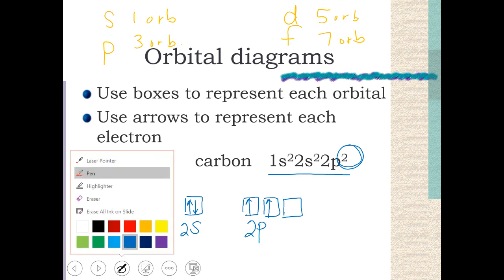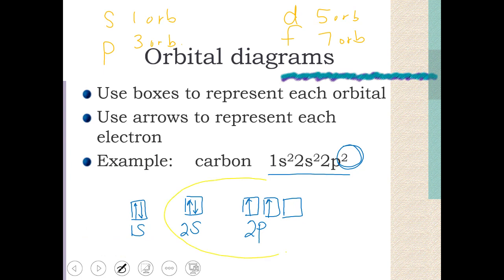And what this does is it not only shows us that carbon has 4 valence electrons, but now we know how they're arranged. We know there's a pair and there's two unpaired. And that's going to be important when we get to bonding, because unpaired electrons try to pair up with unpaired electrons from neighboring atoms, and they share and they form bonds.